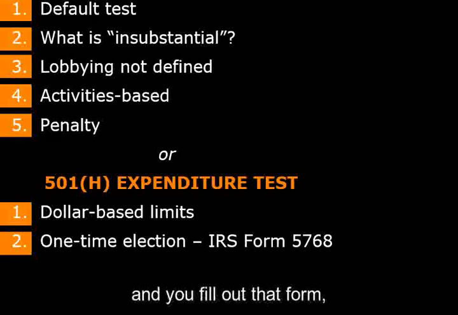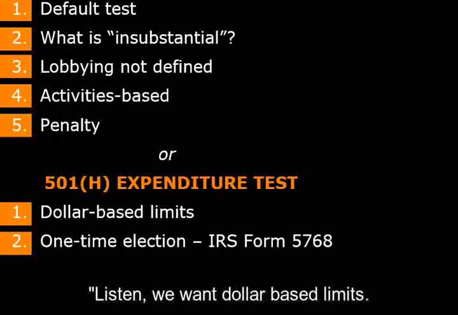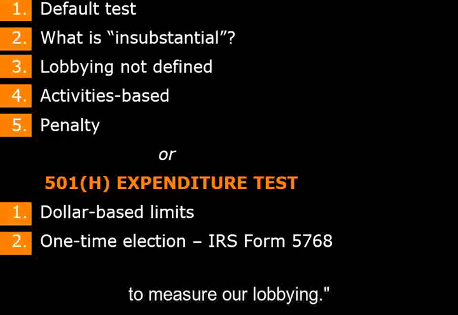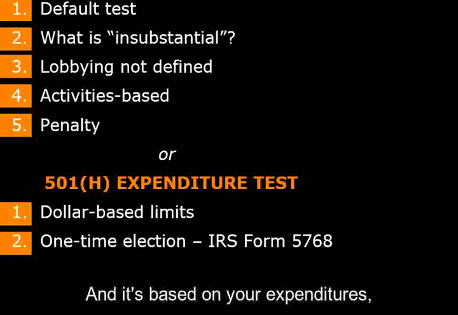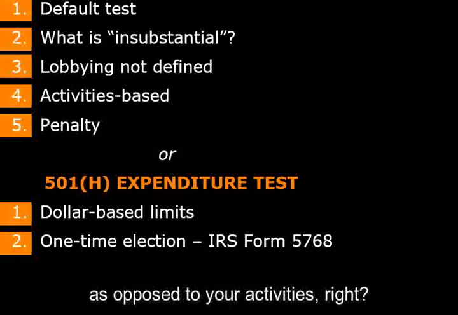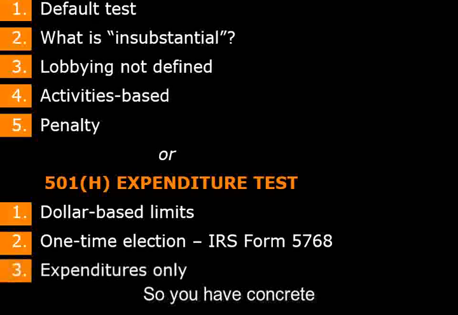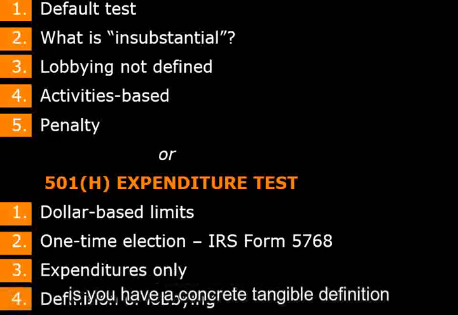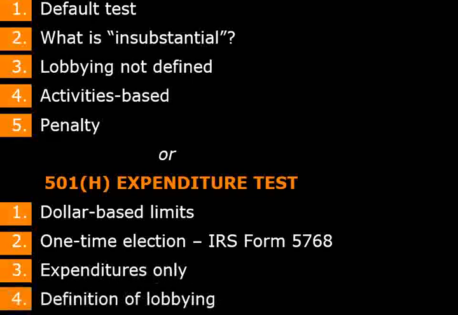It's really simple. You fill out that form, you send it to the IRS, and it says to the IRS, listen, we want dollar-based limits. We don't like the activities-based test. We would like concrete dollar-based limits to measure our lobbying. And it's based on your expenditures as opposed to your activities, right? So you have concrete dollar-based limits. In addition to that, you have a concrete, tangible definition of lobbying.